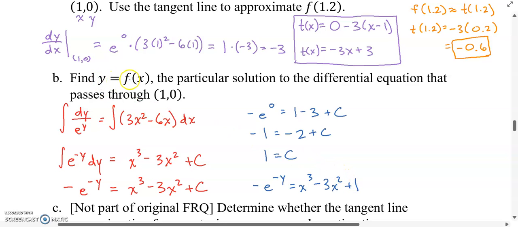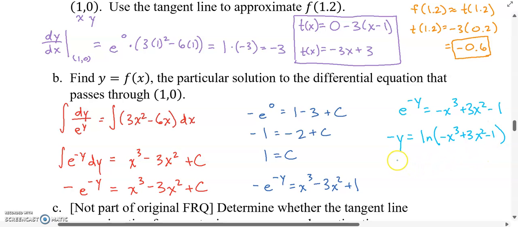Again, we're looking for y equals a function of x, so we need to solve for y, and that will be the last little piece of this. So I'll divide both sides by negative 1 and get e to the negative y is equal to negative x cubed plus 3x squared minus 1. Then we have to undo the exponent by taking the log, right? Log base e, or natural log of both sides. We'll get negative y equals the natural log of negative x cubed plus 3x squared minus 1. That has to be in parentheses.